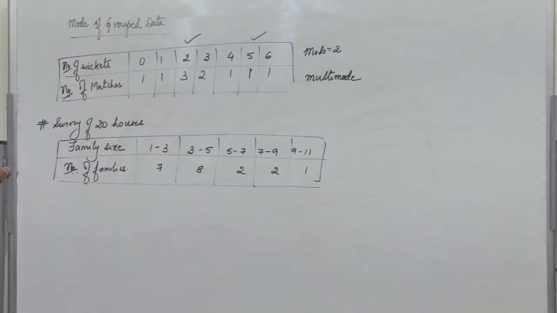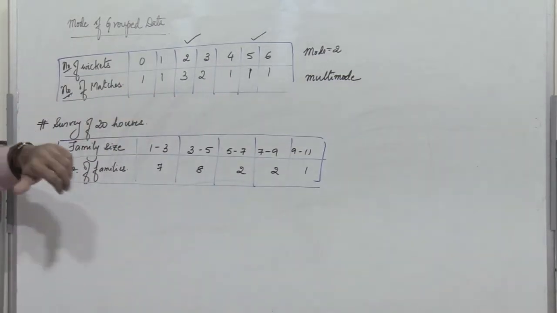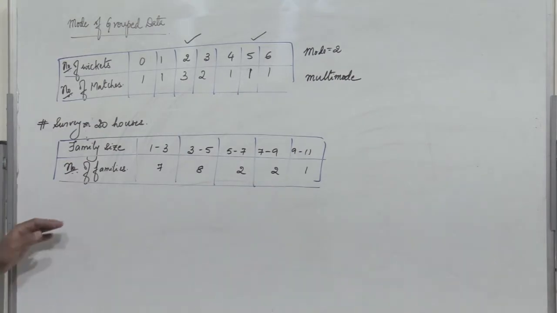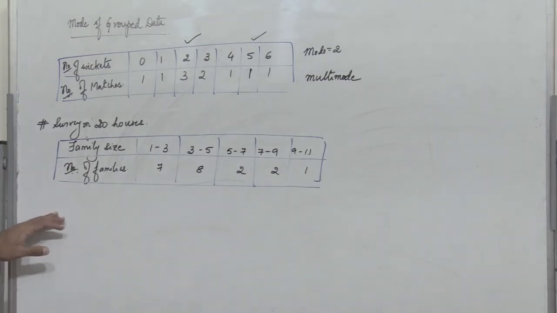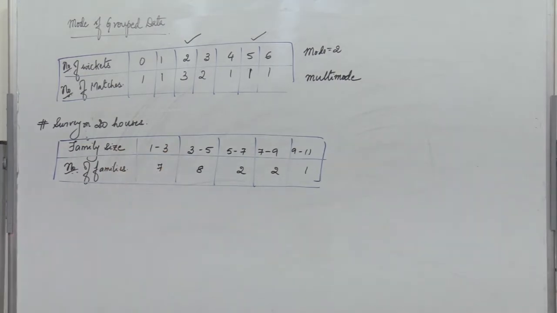So in a group frequency distribution it is not possible for us to find the mode value directly as we did here in the first example. So let's take this example where a survey was conducted on 20 houses, and then we had the number of families and the family size.